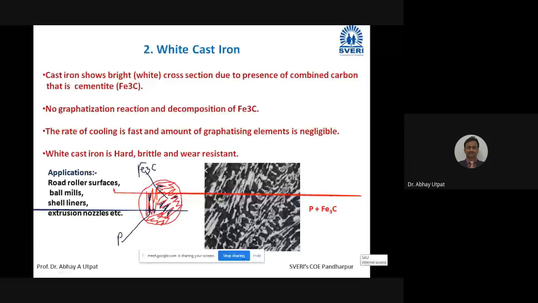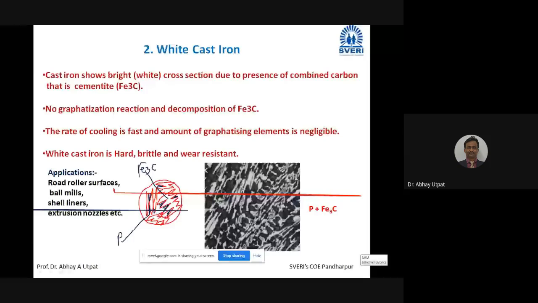Theoretically, we are saying that there is no combined carbon in grey cast iron, but practically sometimes it remains in a very negligible amount, which may deteriorate the properties. That's why it should be controlled. So white cast iron consists of pearlite plus cementite.